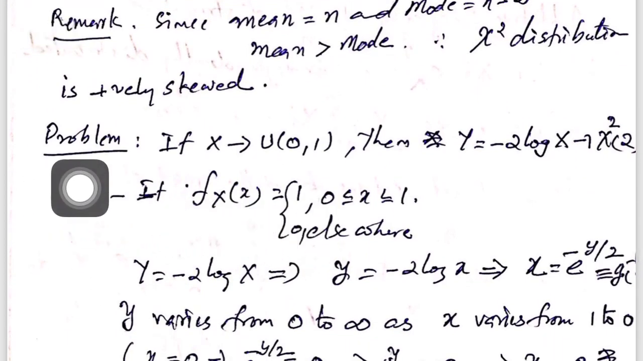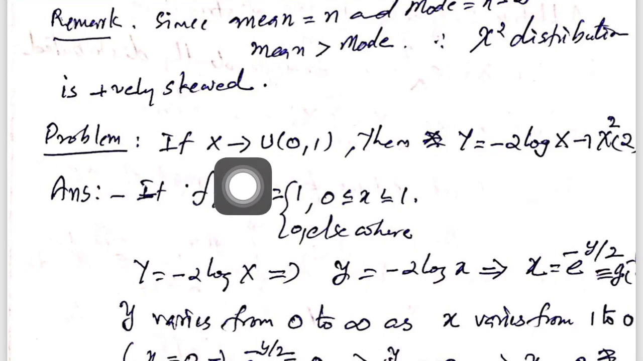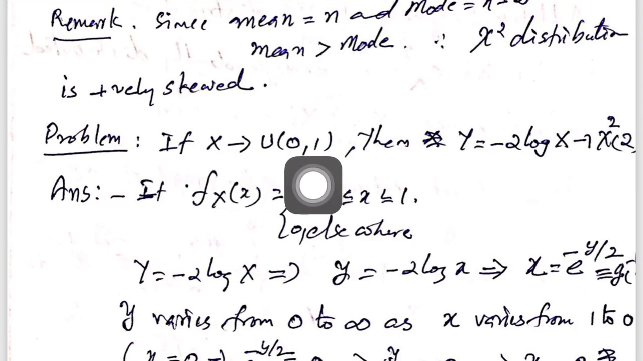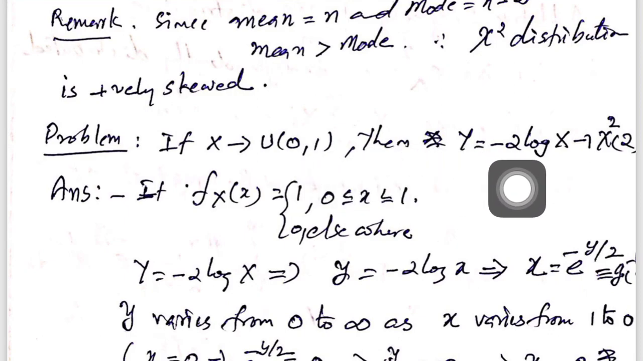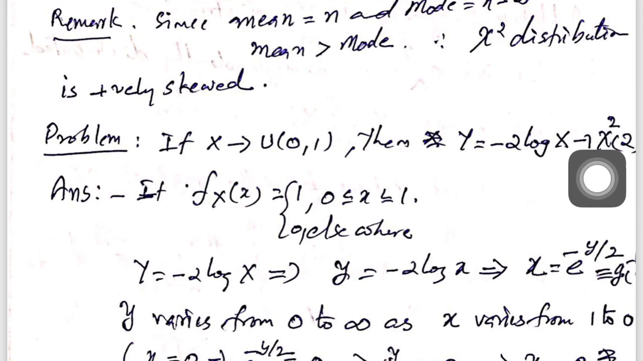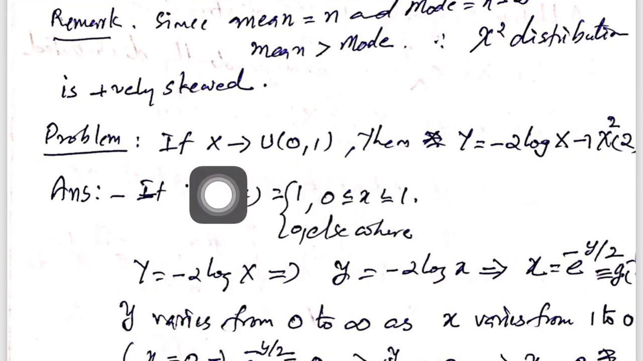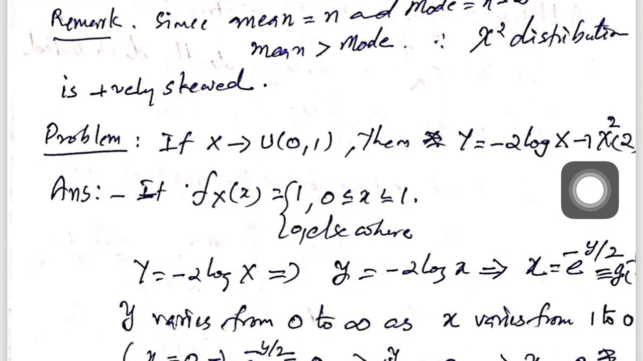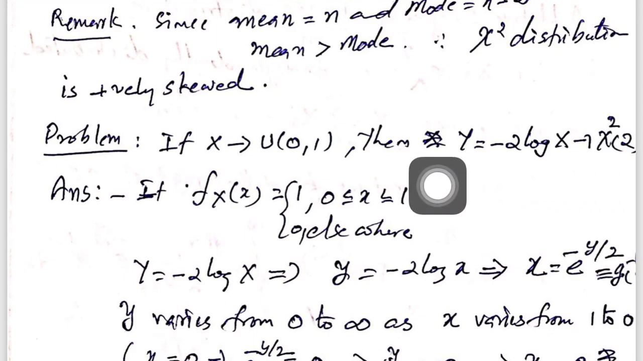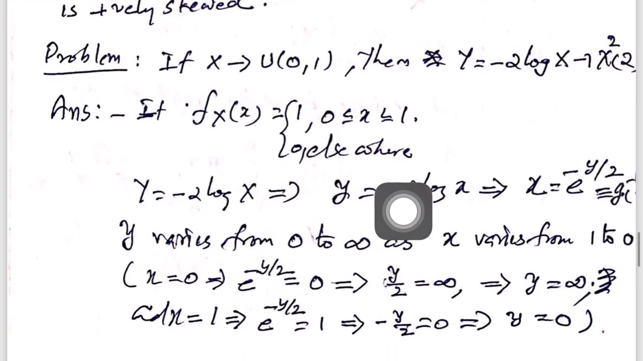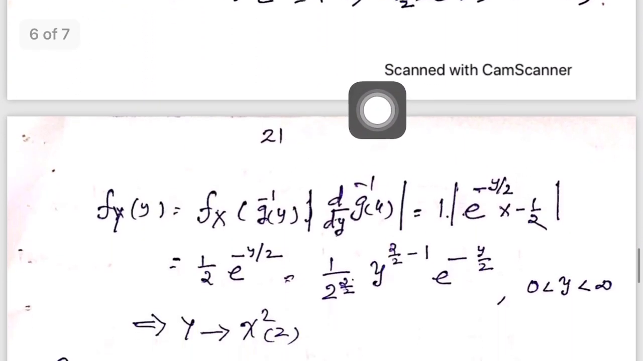You see, suppose x follows uniform distribution over 0, 1. Then y equal to minus 2 into log x follows chi-square distribution with 2 degrees of freedom. And you have already proved this result, or I think I have given this as an exercise for you. Whatever be the thing, I have discussed how the problem can be solved here.